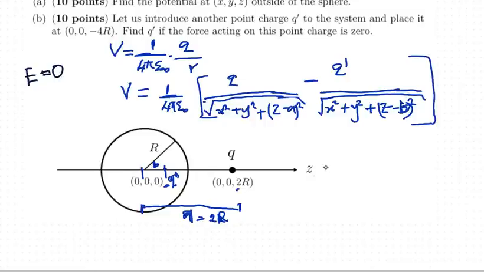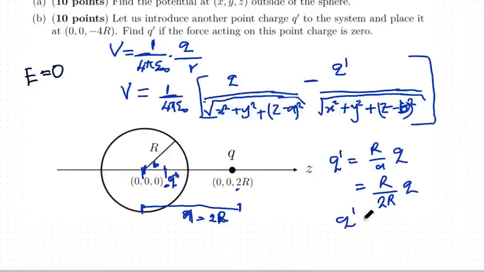The image charge Q prime is given by R over A times Q, and this is equal to R divided by A, where A is the distance from the center of the sphere to this point, which is 2R, times Q. So the image charge will be equal to 1 over 2 Q. So this is the image charge.